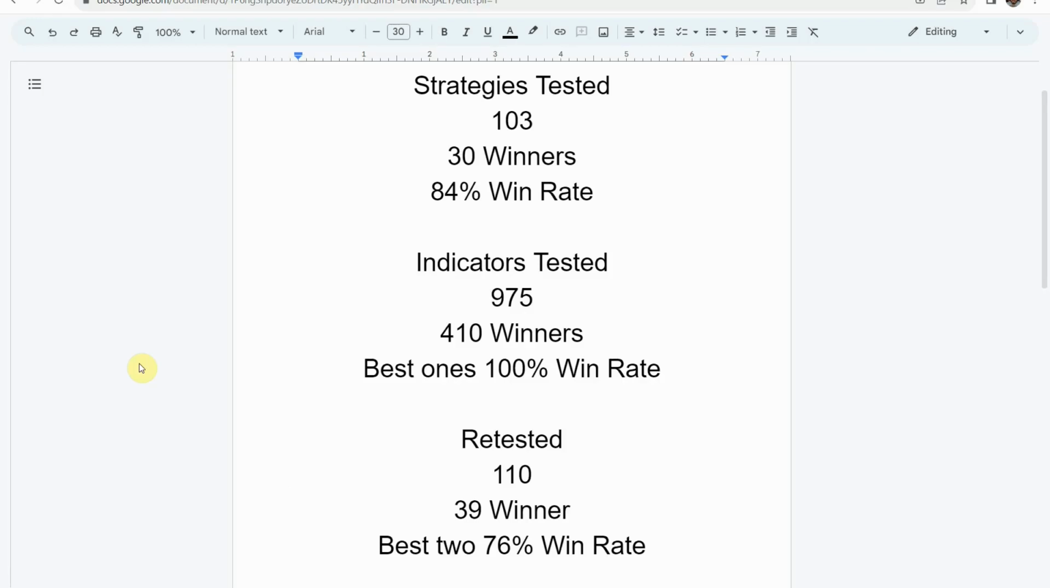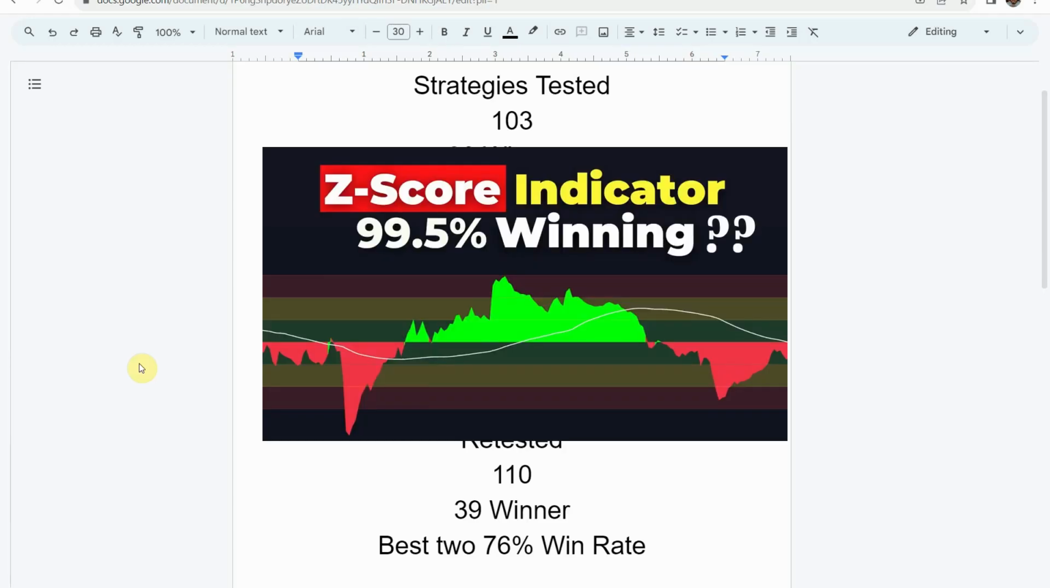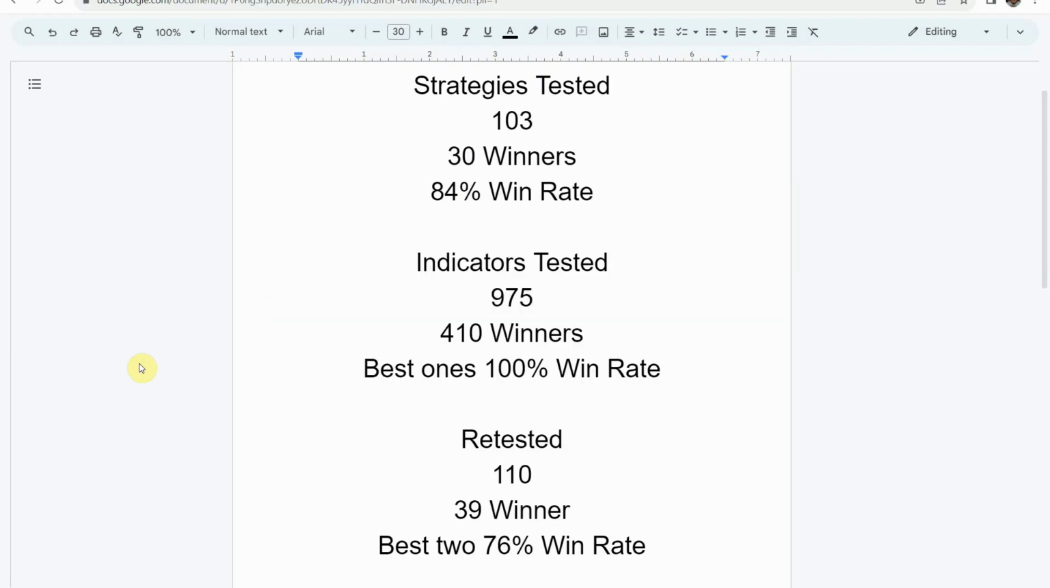So to date, we have tested a total of 103 different strategies, with 30 of them being winners. The best one so far was able to achieve an 84% win rate. That is the Academy of Forex indicator with the Z-score probability indicator. I will put a thumbnail of that video up on screen right now, and I will also link to it at the end of this video. That way you can go straight there and watch that video on the best strategy that we have tested so far.